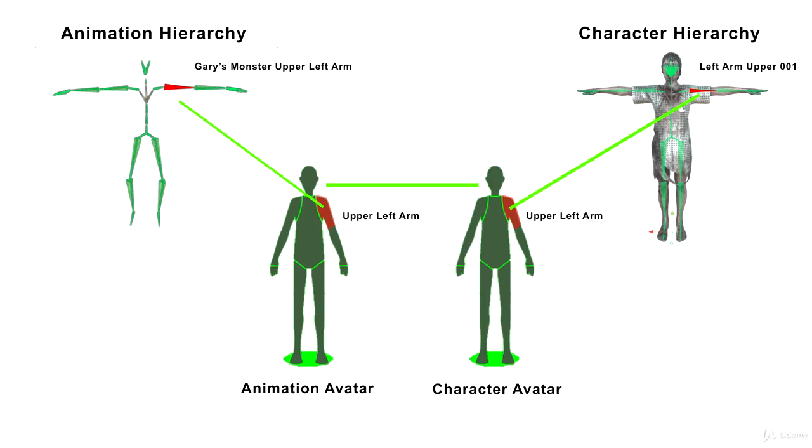So the animation clip in this example says update a bone called Gary's monster left arm. Now this is assigned to the upper left arm body part in the animation clip's avatar. This avatar then talks to the target avatar and says, hey, update the rotational position of your upper left arm body part. The target avatar, that's the avatar that's mapped to the character's bone hierarchy, looks up which bone has been assigned to its upper left arm body part and sees that it's a bone called left arm upper 001, and then relays that information onto the actual bone in the target hierarchy.